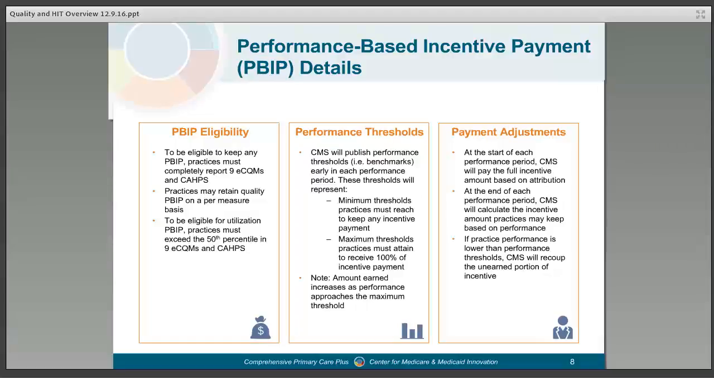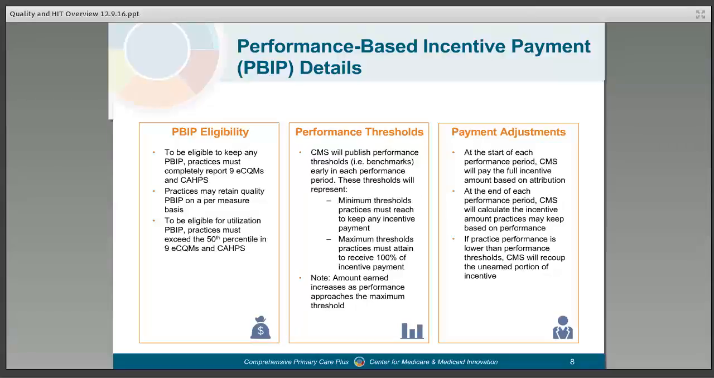So the way this works is that at the beginning of the model, based on our assessment of your number of patients that we assign to you, something called attribution, will determine what your initial payment should be. And you receive that payment up front in year one of the model. And then the following year, in 2018, we'll take all of the quality measure data that we have from your practice, and we'll use that to determine how we should adjust your next payment.